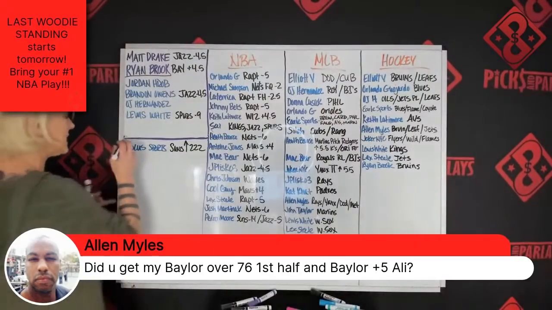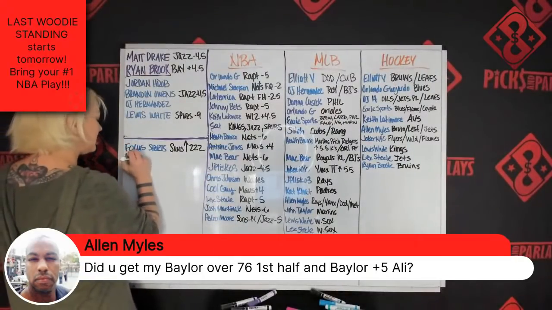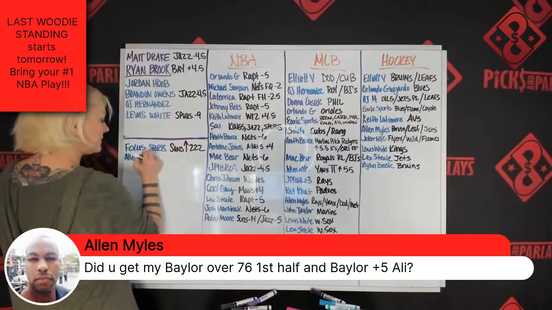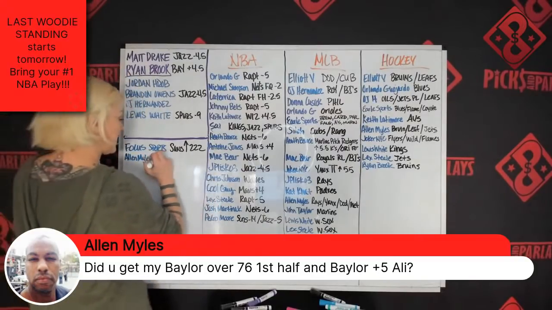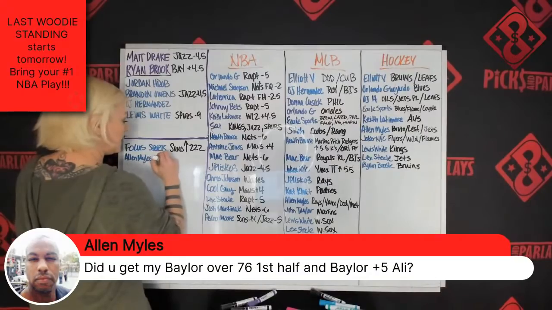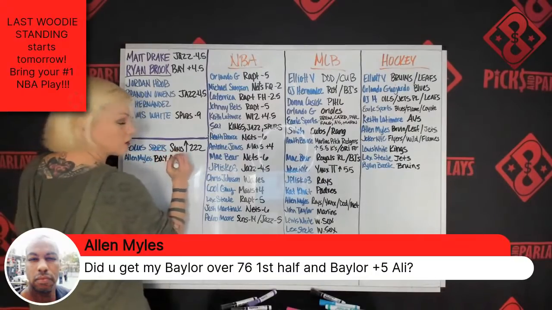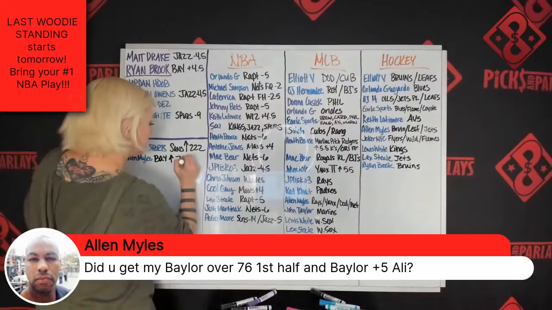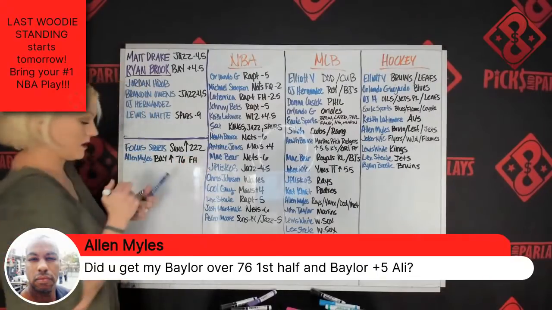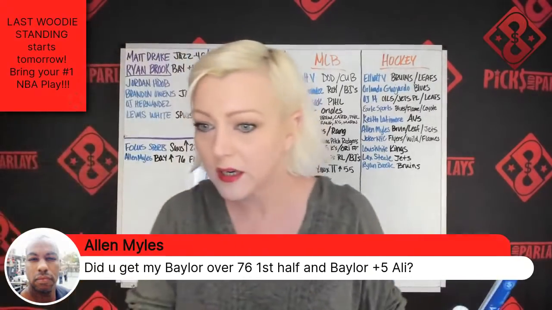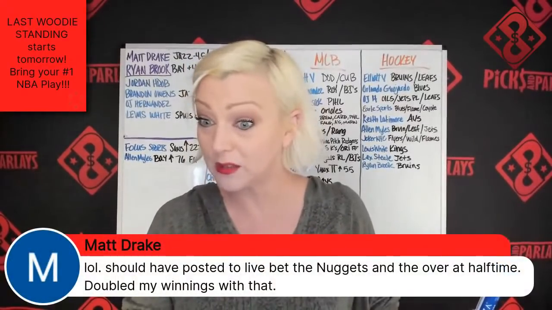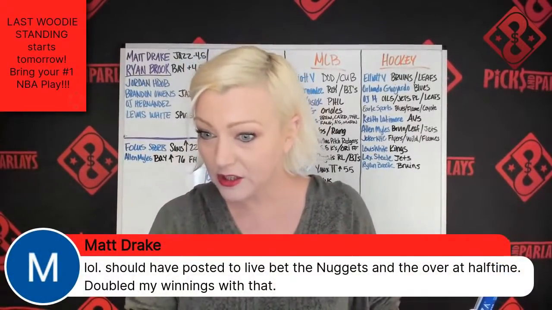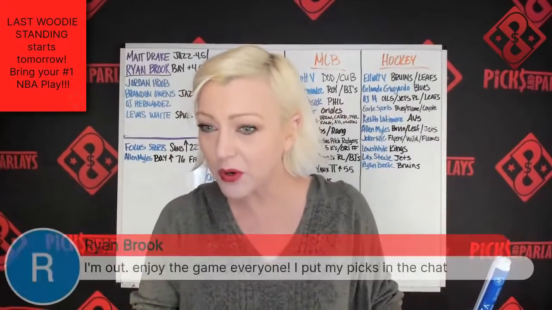It's something fancy out of Alan Miles. Alan's getting fancy with us. And it's, okay, so Baylor over 76 first half. Okay, so that's a good play. We'll get that. Should have posted to live bet the Nuggets in the over at halftime. You doubled your winnings with that. That's killer. And you're out. Enjoy the game. Have a good one, Ryan Brook.